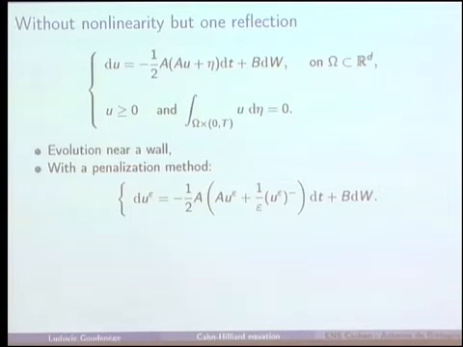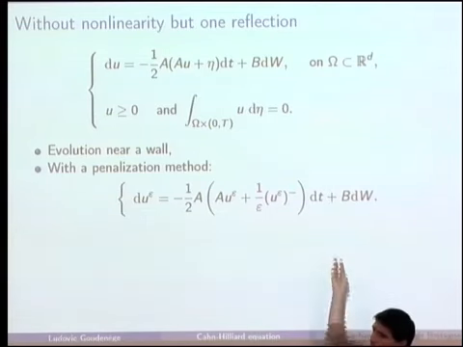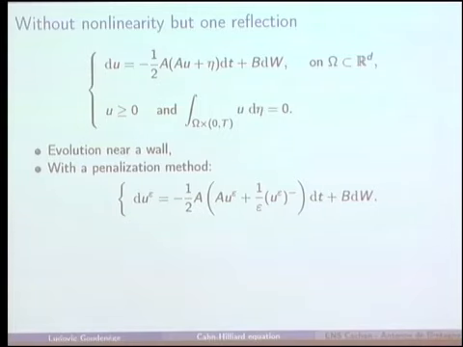And you try to understand this equation. So you use a penalization method with, again, some approximated equation. So you penalize the negative part of the solution. You let epsilon go to 0, and you try to understand the limit of this process.